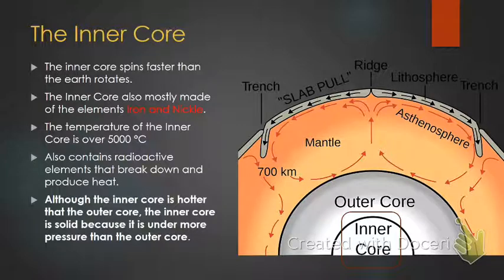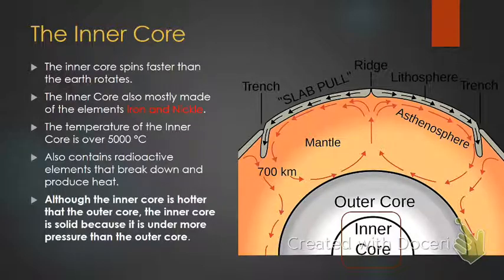Okay, and the inner core actually spins faster than the Earth rotates, which is an interesting fact about the inner core. It is also mostly made of iron and nickel. Its temperature is over 5,000 degrees Celsius. It also contains the radioactive elements that break down and produce heat. And although it's hotter than the outer core, the inner core is solid because it's under more pressure than the outer core, because it's deeper.